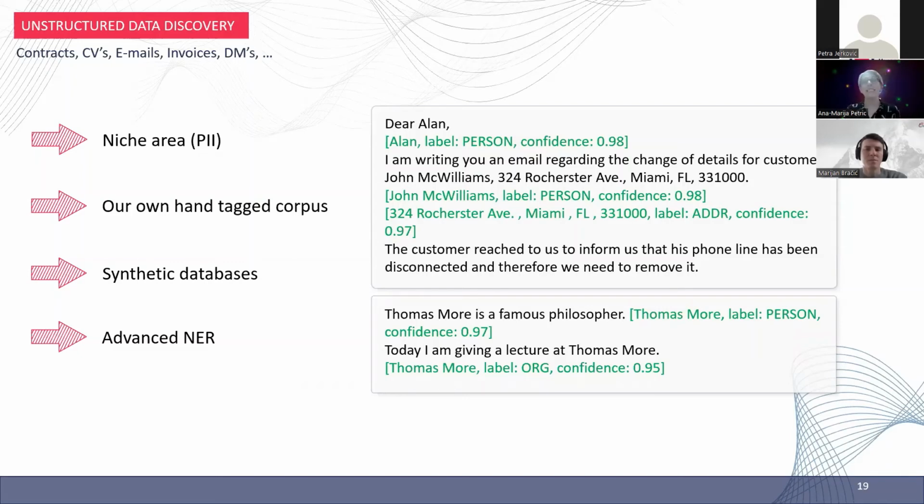Right? And in the second case, today I'm giving a lecture at Thomas More. It will tell you that Thomas More is an organization. And this is something that our model does really, really well. So it can disambiguate between different usages of the same word. And this, I think, is one of the things that makes it really fun to use and really fun to see.